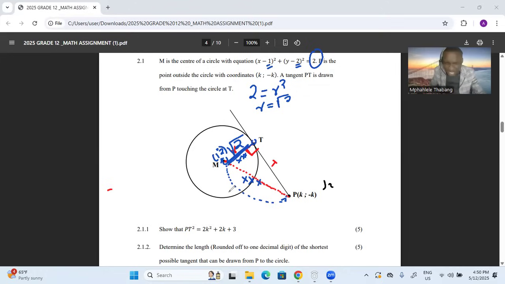That was a very interesting question from this examiner. I love this assignment. It has great stuff that teaches very important mathematical ideas that may come anytime in your exam. This is not a joke. They can bring it anytime in your exam. So we've found 2.1.1. Now let's go to 2.1.2.